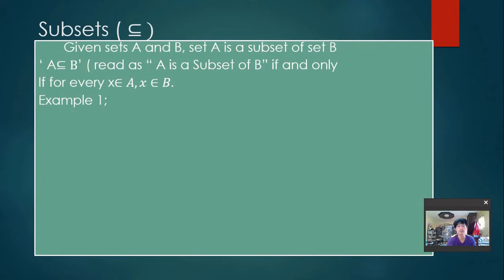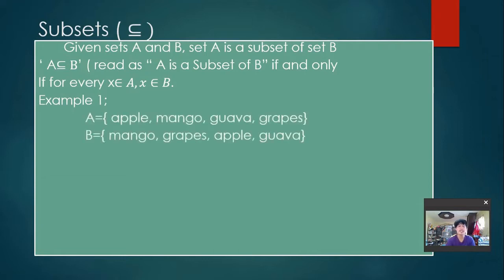Example number 1. Okay, there are two sets given. Set A, whose elements are apple, mango, guava, grapes. Set B, whose elements are mango, grapes, apple, guava. Now, let's have the first question. The first question is, do the two sets have the same elements? Let's evaluate.